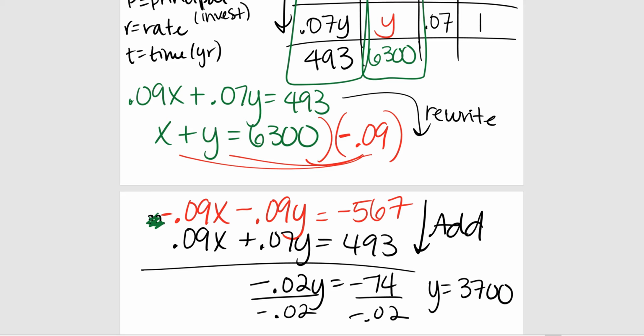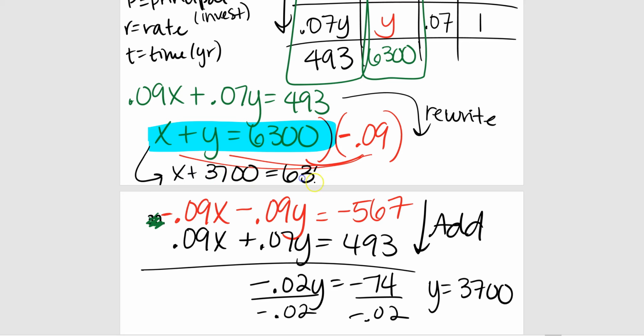Now, that's y. I need to get the x. Let's go back to the equation x plus y equals 6,300. If y equals 3,700, I have x plus 3,700 equals 6,300. To solve for x, I subtract 3,700. So 6,300 minus 3,700 gives me that x equals 2,600.